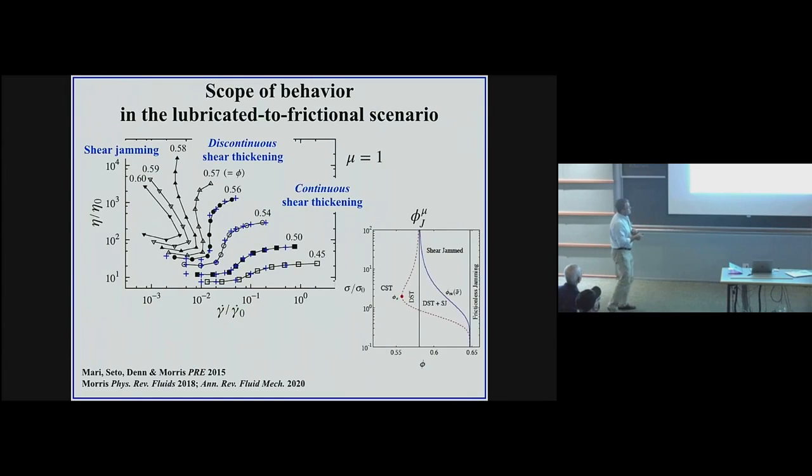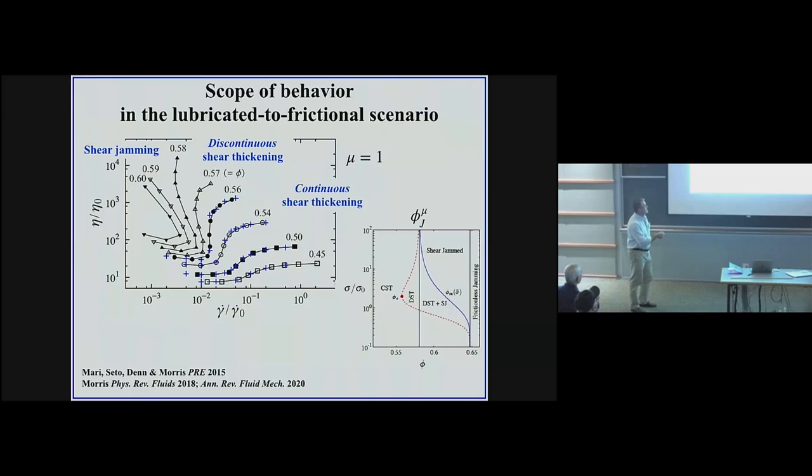So that's all captured in a flow state diagram, which is here a dimensionless stress and a volume fraction. And so here we have the continuous shear thickening at low enough volume fractions over all stresses. But once I get to some critical volume fraction, if I increase the stress, I will eventually see a discontinuous rise in the viscosity of the material. So that's the DST region.